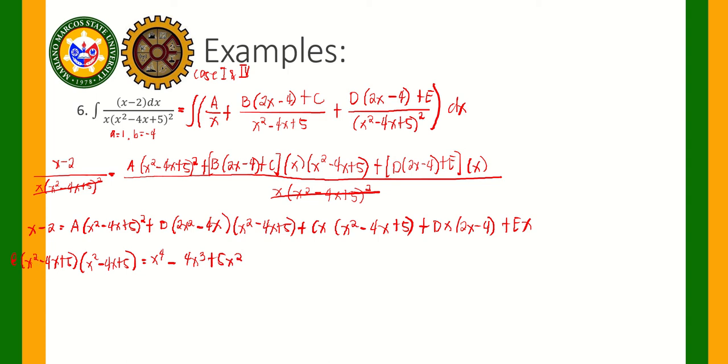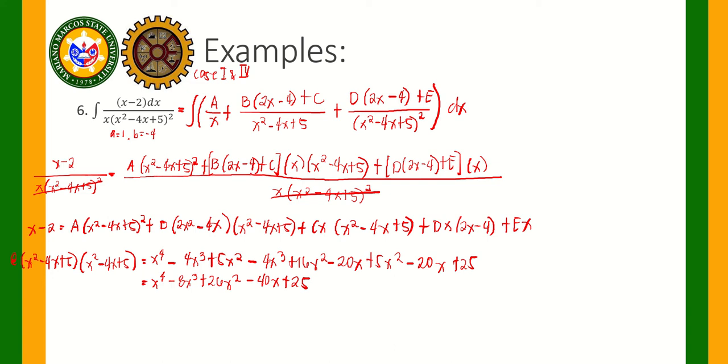Now, dito naman tayo sa second term. So, this will be equal to negative 4x cubed plus 16x squared minus 20x. And for the last term naman, we have positive 5x squared minus 20x plus 25. And we combine like terms, this will be equal to x raised to 4 minus 8x cubed, and then plus 26x squared minus 40x and then plus 25. So, ito na ngayon yung expansion ng x squared minus 4x plus 5 quantity squared natin.